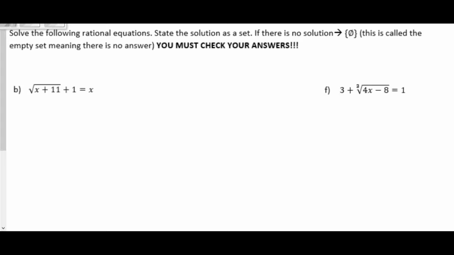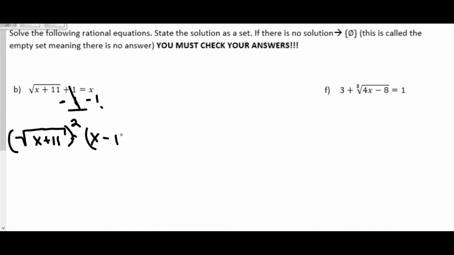So I'm just going to start by doing that. I'm going to move over my 1. So I'm left with radical x plus 11 on one side, and then x minus 1 on the other. Now, since I have my square root on one side and everything else on the other, I can square my square root because we know that a square undoes a square root, and whatever I do to one side of the equation, I have to do to the other. So my x minus 1 gets squared as well. When I square my square root, it cancels, and what's underneath comes out.